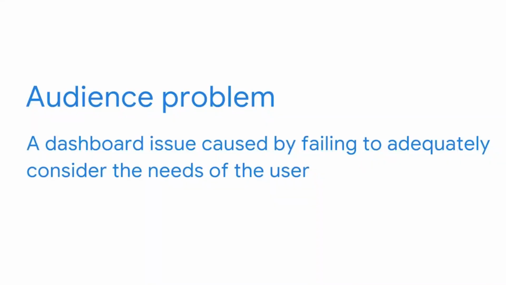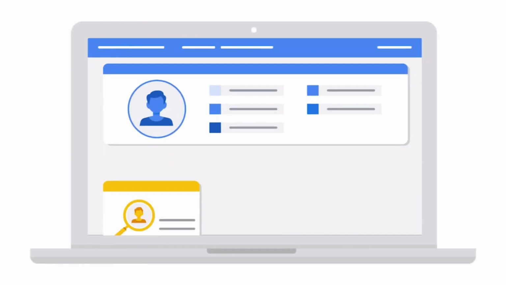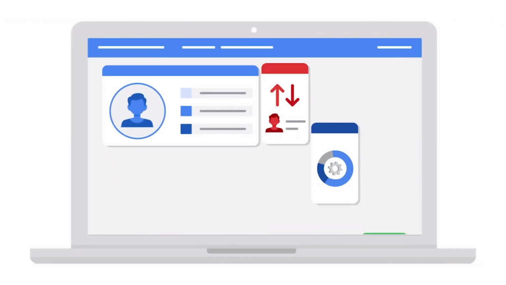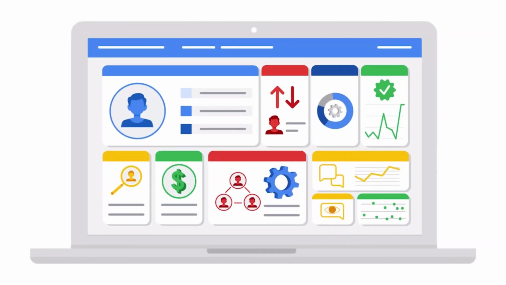Okay, finally, we have audience problems. These are dashboard issues caused by failing to adequately consider the needs of the user. For instance, imagine you're tasked with creating a dashboard for a company's human resources team. The tool needs to keep track of how many employees the company has hired or will hire and how many have resigned. If your dashboard also includes financial and operational metrics, these won't be relevant to your audience and may clutter the dash, causing complexity or confusion, which means your tool won't be as helpful to stakeholders as it could be.